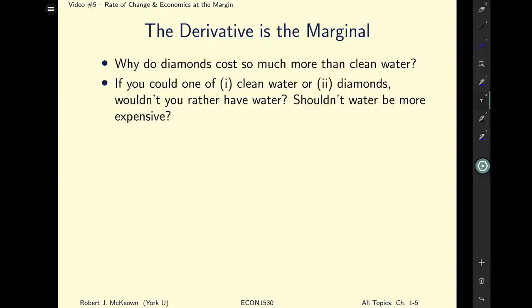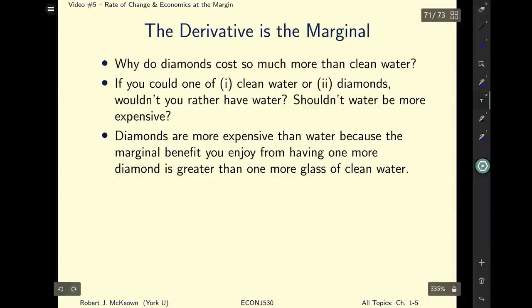Now, economics is all about scarcity. So if you're starting to think about scarcity, you're on the right track. But it's a very particular kind of scarcity that's going to lead you to the right answer. Diamonds are more expensive than water because the marginal benefit you enjoy from having one more diamond is greater than having one more glass of clean water.